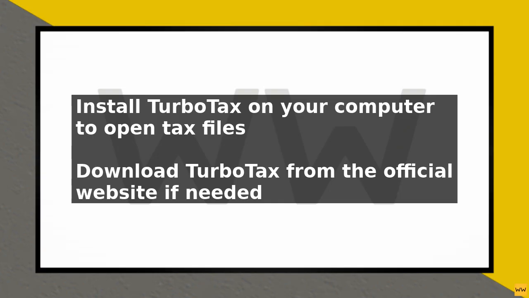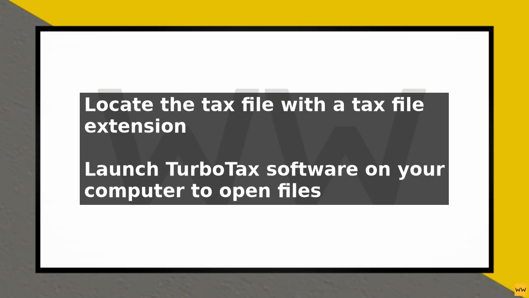Next, launch the TurboTax software on your computer. You can do this by double-clicking on the TurboTax icon on your desktop or by searching for it in your computer's Start menu. Once TurboTax is open, click on the File menu at the top of the screen and select Open. This will bring up a window where you can browse for your tax file. Navigate to the location where your .tax file is saved. Select it, and click Open. TurboTax will then load your tax file and display its contents.